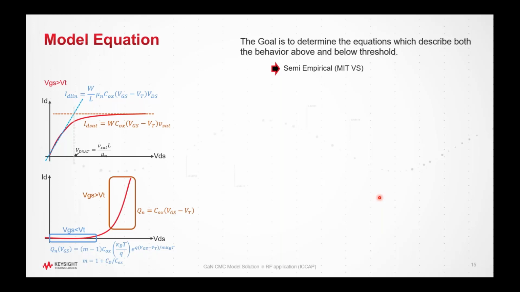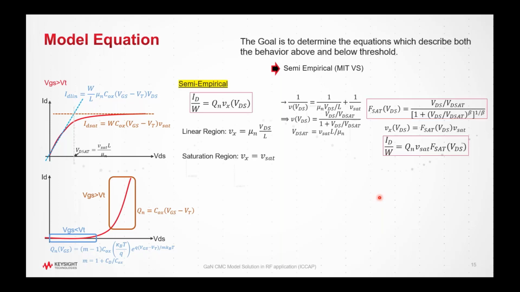It's also the MIT virtual source model. This model is quite simple, and it doesn't have that many parameters. The concept is also very simple: it just assumes that the current equals the charge times the velocity. This is just physics, right? The charge times the velocity, and this velocity is bias dependent, which was also mentioned in the first two slides. The more VD that you apply, the more charge that you will get.